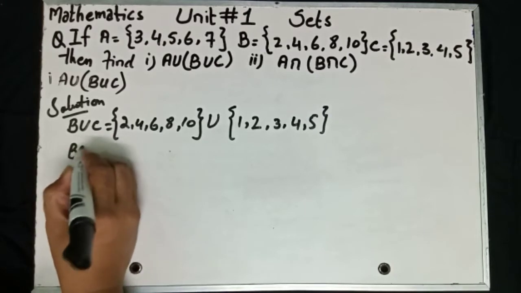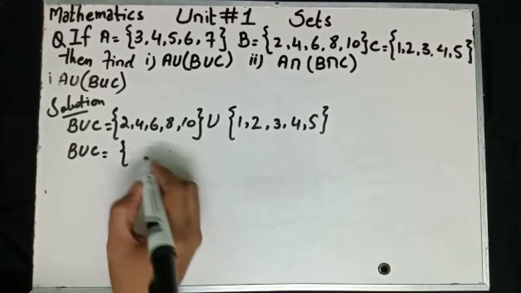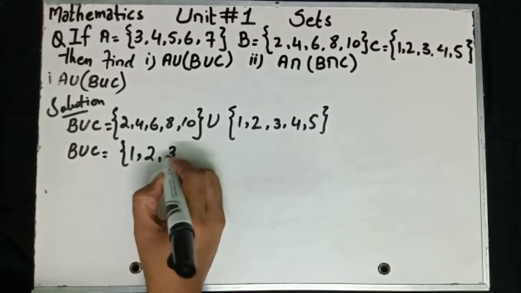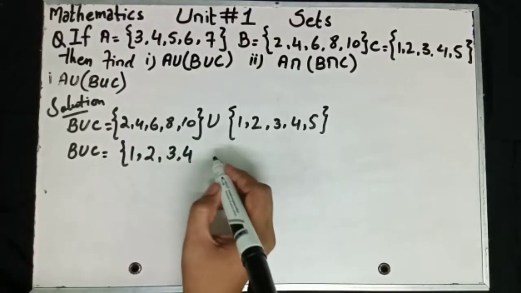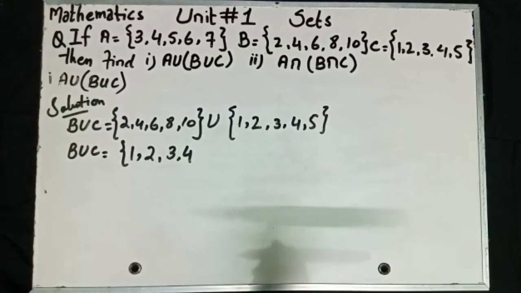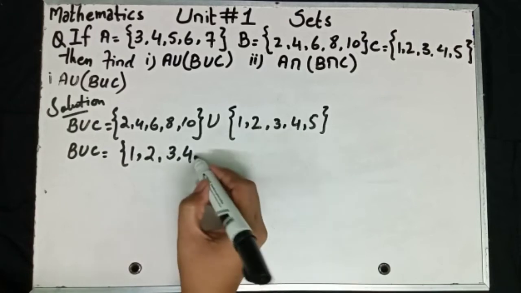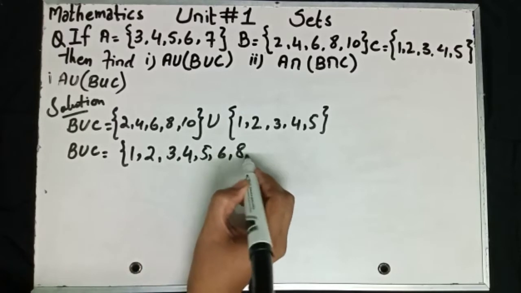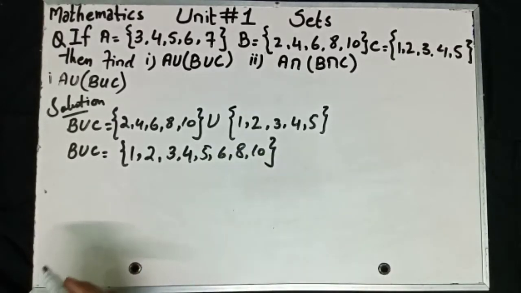For the answer of B union C, write down all elements given in both sets, in ascending order. If digits are given, we write in ascending order. Suppose alphabets are given, we write in alphabetical order. 1, 2, 3, 4, 5, 6, 8, 10. That is the answer of the first part, B union C.